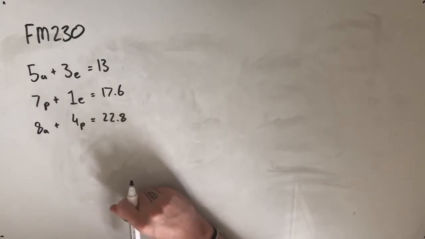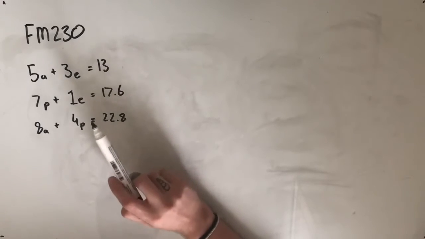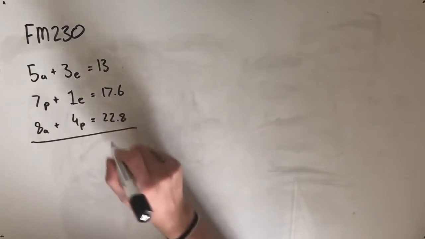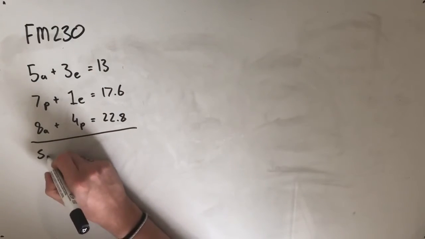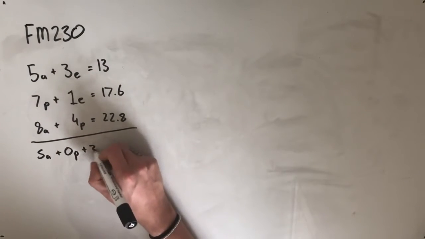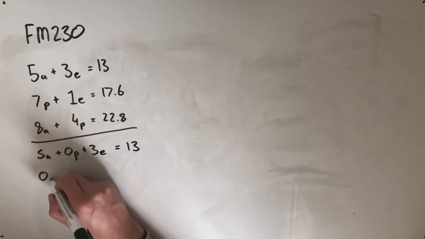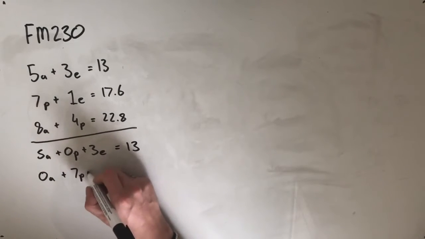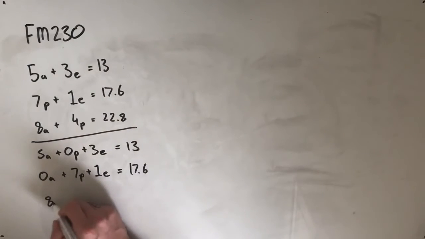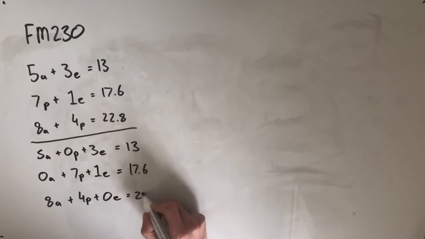So the first step, making this a little bit easier for ourselves, is to set up each of these equations involving each of the terms A, P, and E. So I'm going to, under here, just convert each of these. So we have 5A plus 0P plus 3E is equal to 13. And then we're going to have 0A plus 7P plus 1E is equal to 17.6. Then we're going to have 8A plus 4P plus 0E is equal to 22.8.